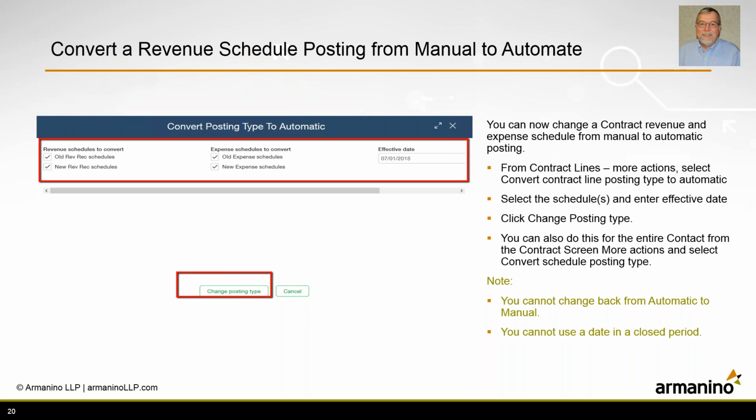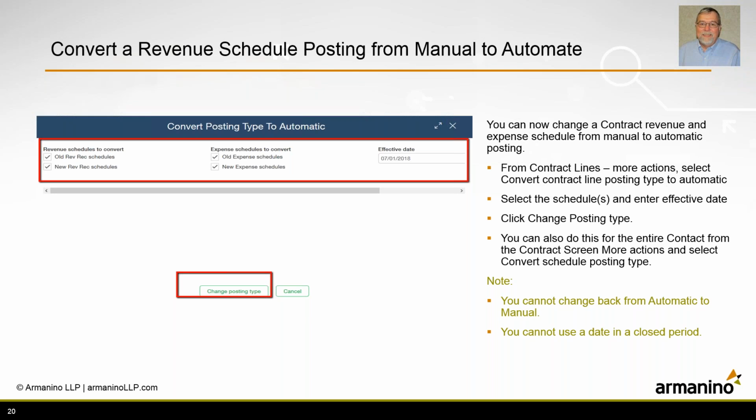So now Intacct has given us the option to take a manual schedule and convert it to automatic. And so you can, from the contract lines, again, the common theme here, there's more actions, and you can select the contract conversion line posting type to automatic, and then you select the schedules and the effective date. You can also do it from the entire contract on the more actions and select the entire contract, and convert the schedule posting type.